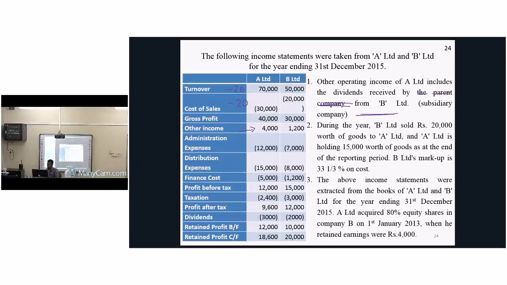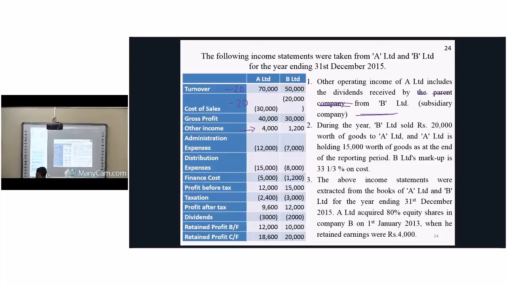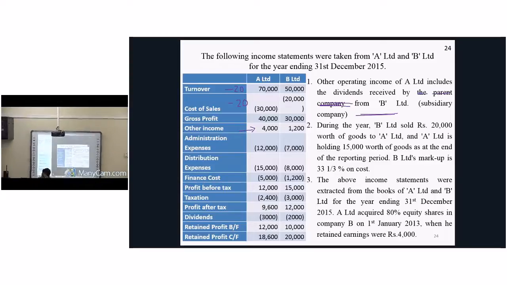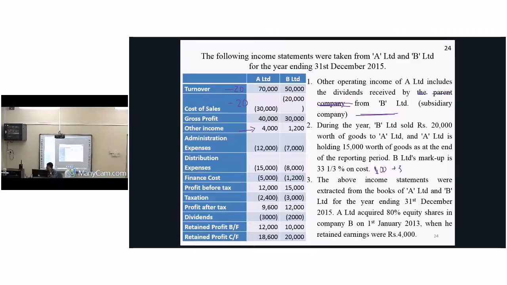Now how to calculate? Markup is 33 1/3% on cost. Then what is this price? 15,000 is at selling price. Then you know the formula to calculate unrealized profit. We have done it several times now. How to calculate unrealized profit? If cost is 100, margin will be 33.3. It means selling price is 133.3. That's the usual formula.